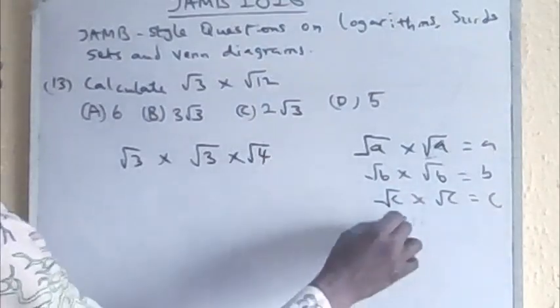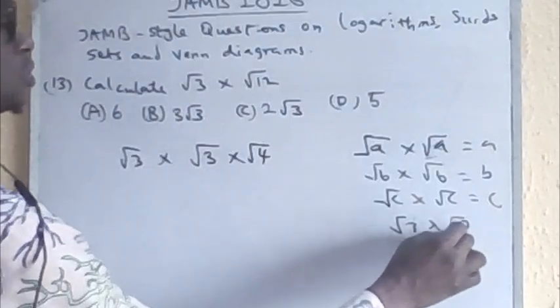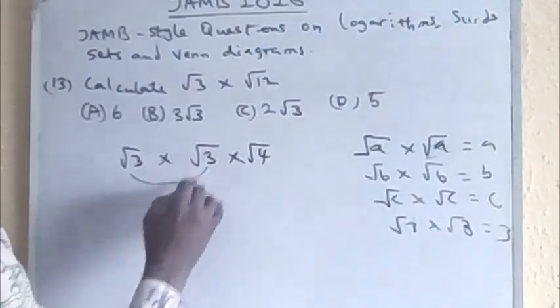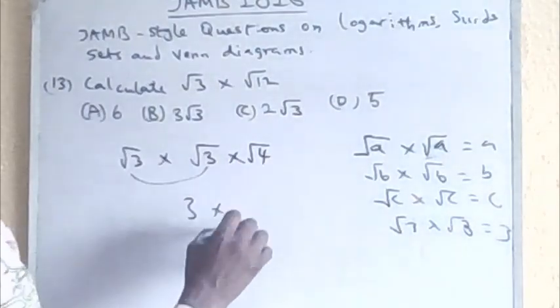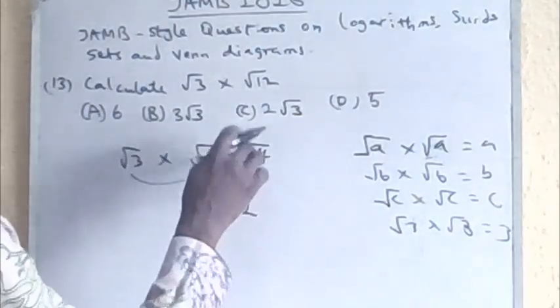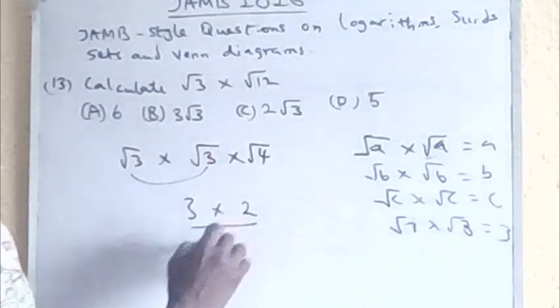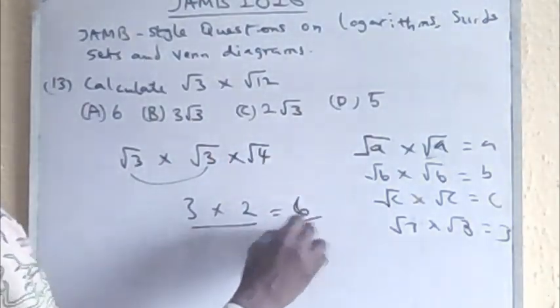So root 3 times root 3 is what? 3. So these two give me 3, times this one gives me 2. Why? Because root 4 is 2. So 2 times 3 is 6. So the answer should be one of the options. A is the answer.